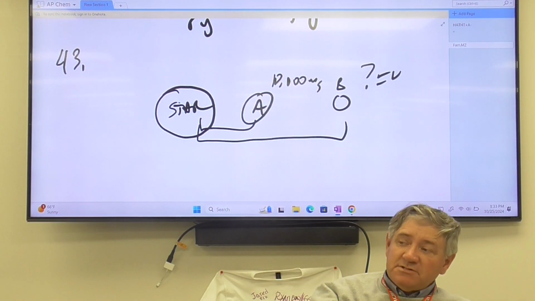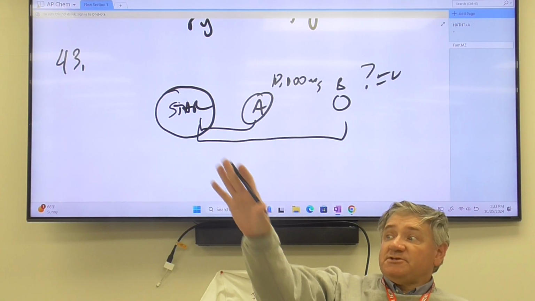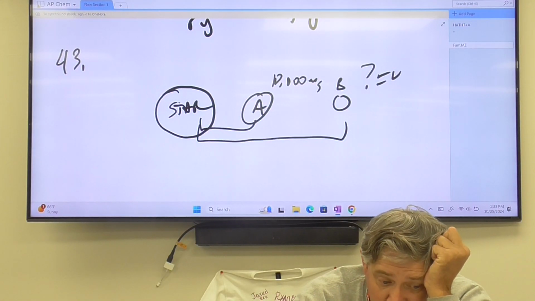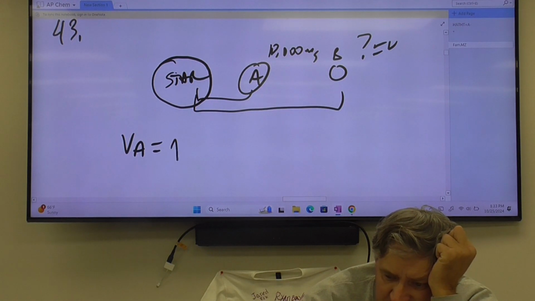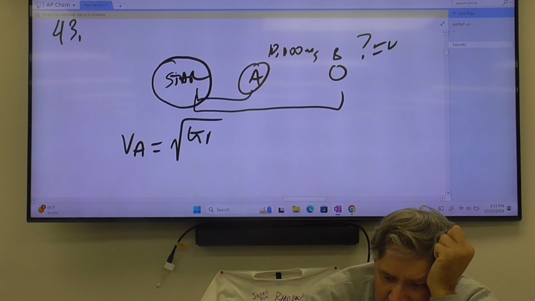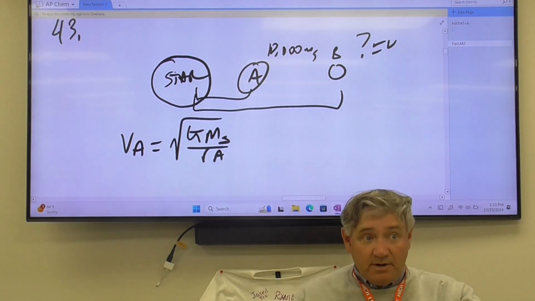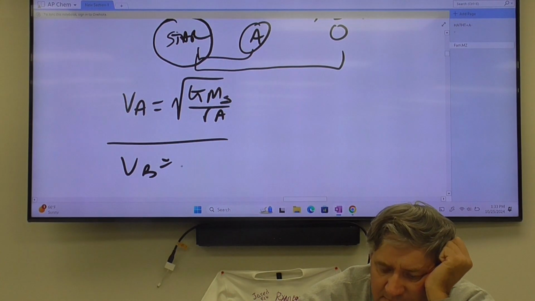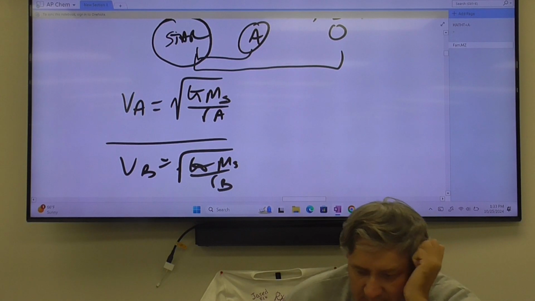So, again, put yourself in Kepler's mood. What are you going to try to use? Ratios. You're trying to use ratios. You have velocities. So here's what I would recommend. You know that the velocity of A is going to equal the square root of big G, the mass of the star, over the radius of A. That's how you're going to calculate that, right? Then the velocity of B is going to be the square root of big G, mass of the star, over the radius of B.